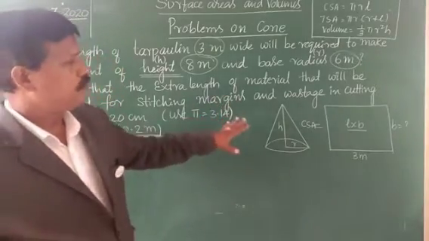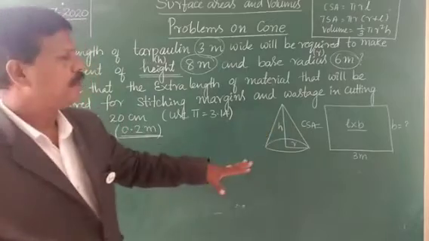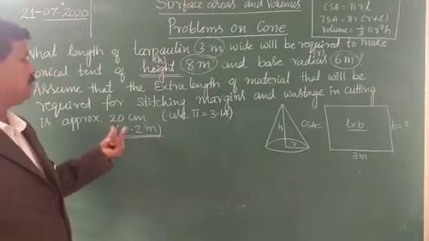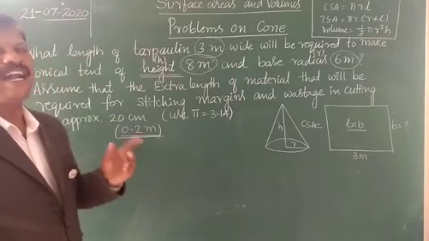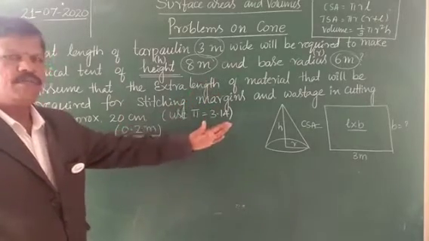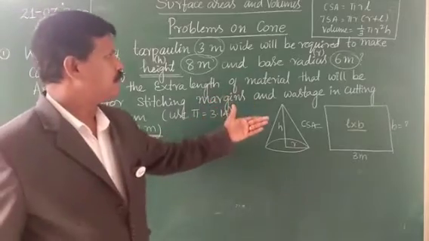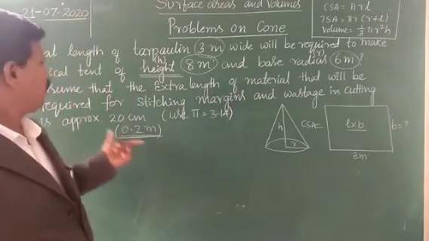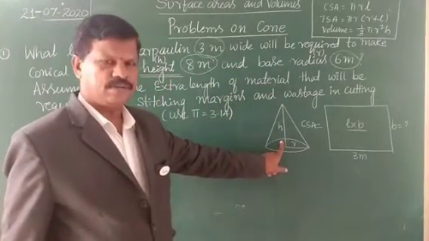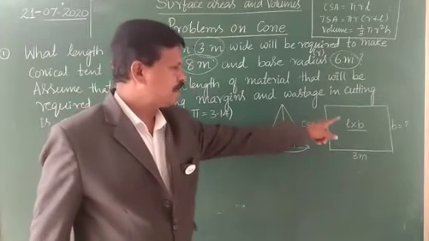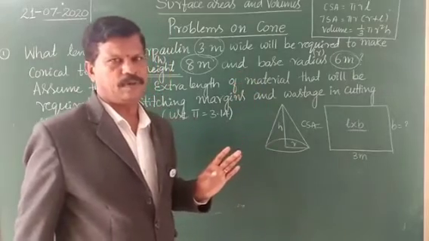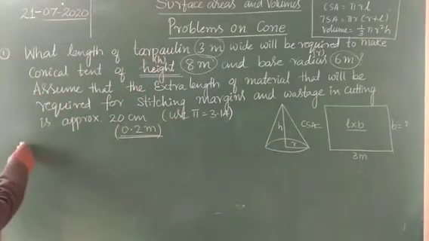After that, to the total area we are getting we should add 20 centimeter, that means 0.2 meter. That is the extra length required. Are you clear now? So to find the canvas, the tarpaulin cloth required to make a conical tent, first we should find out the curved surface area. Compare this curved surface area with the area of the rectangle, then we will get the breadth. Clear? Now, solution.